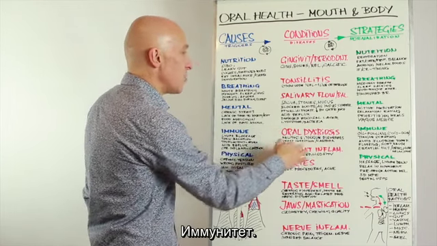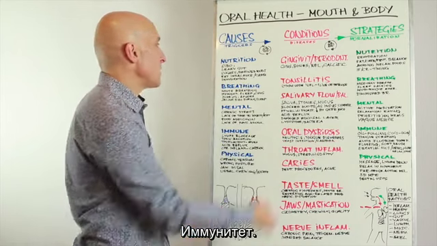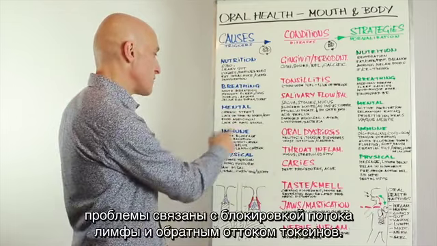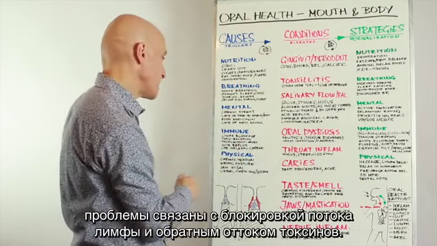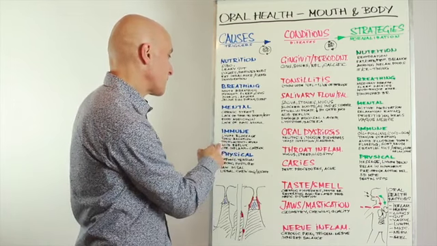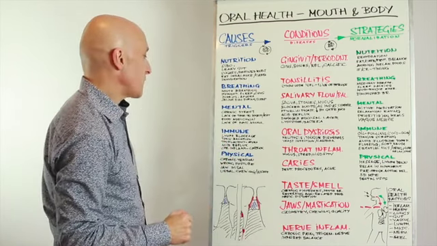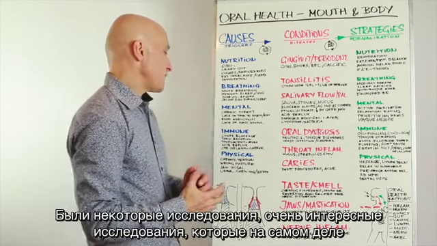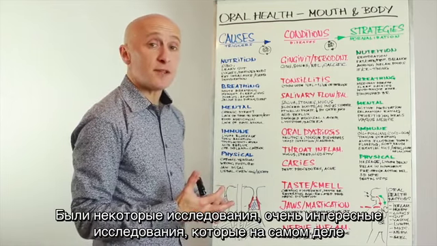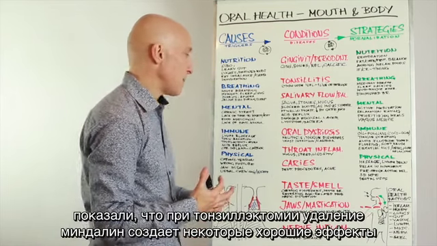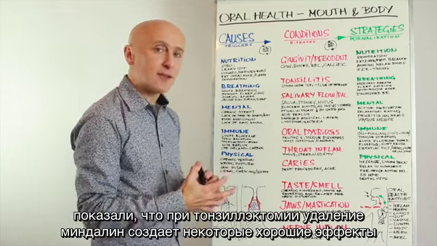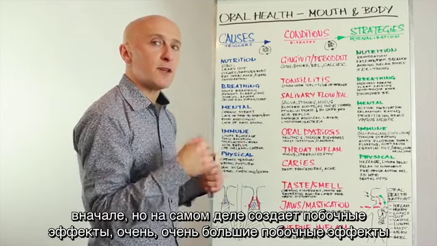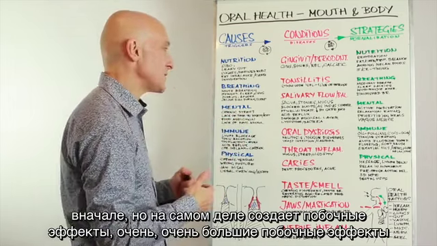A yeast infection, candida overgrowth, that's also part of it. Then we have small intestine bacterial overgrowth, leaky gut. All of these problems come from lymph blockage and toxin backflow. Well, remove tonsils, tonsillectomy. There were some very interesting studies that show that tonsillectomy, removal of tonsils, creates some good effects at first, but actually creates very, very big side effects too.